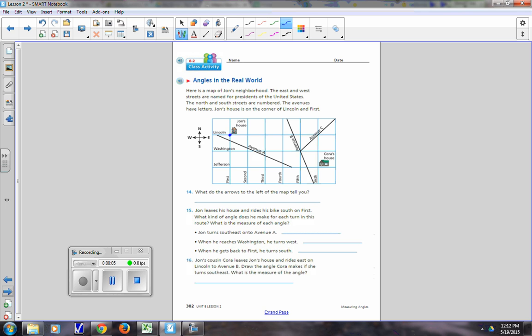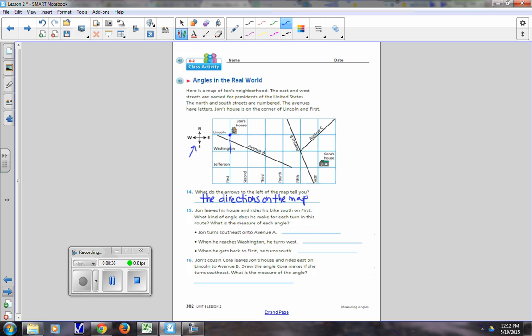What do the arrows to the left of the map tell you? Which arrows do you think they're talking about? You're right. It's the compass rose. So it's the directions on the map. So we can tell where north, east, south, and west are. John leaves his house and rides his bike south on First.